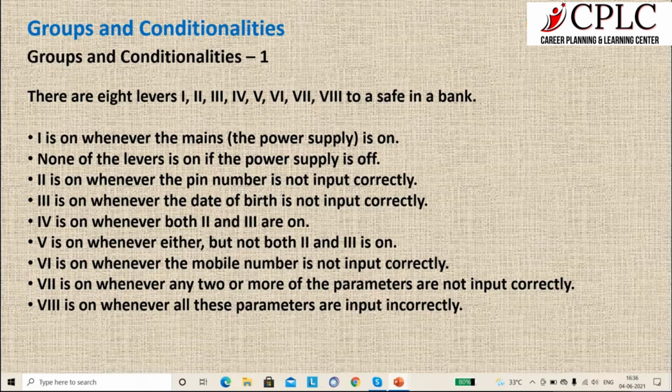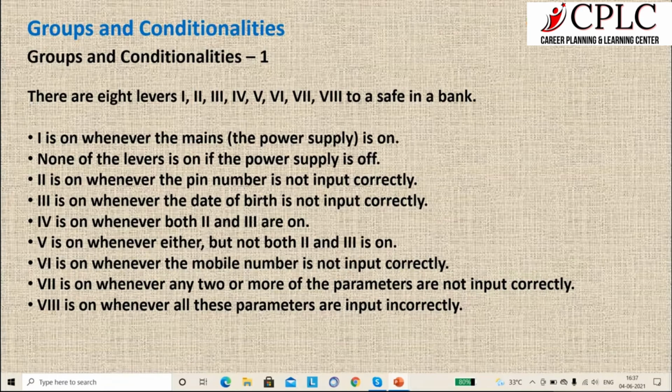Moving to the next condition. 5 is on whenever either but not both 2 and 3 is on. So the fifth lever is on whenever any one out of 2 and 3 is on. Sixth is on whenever the mobile number is not input correctly. Seventh is on whenever any two or more of the parameters are not input correctly.